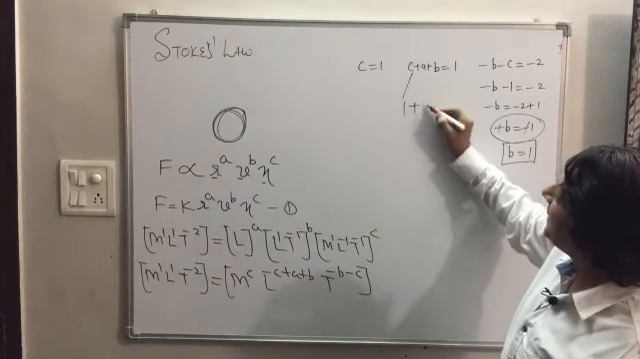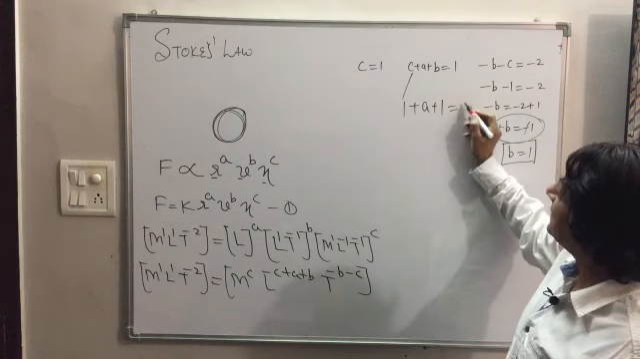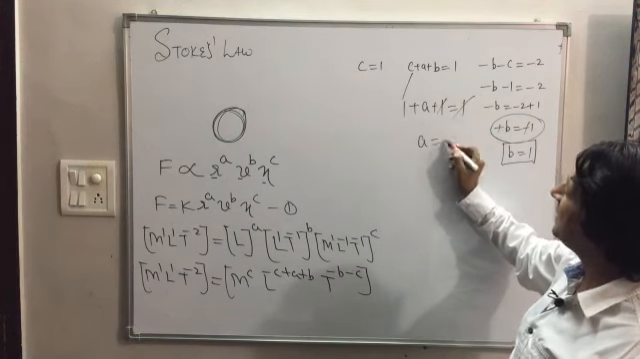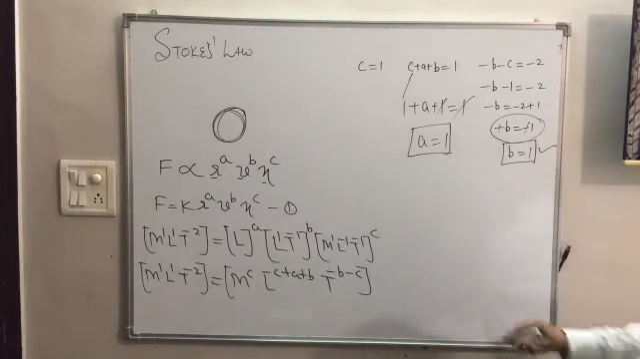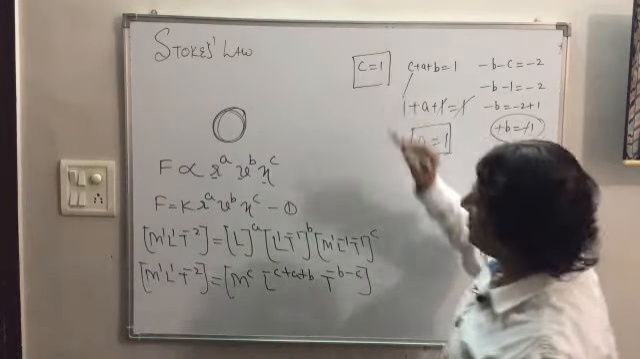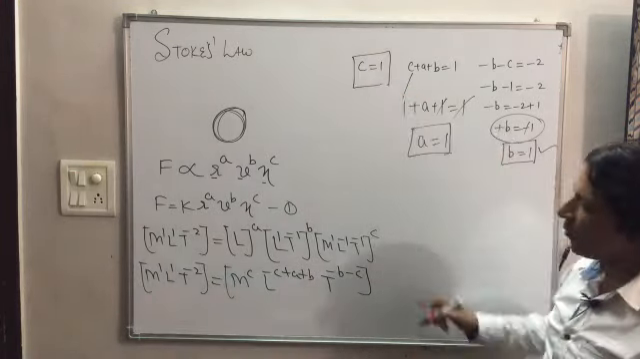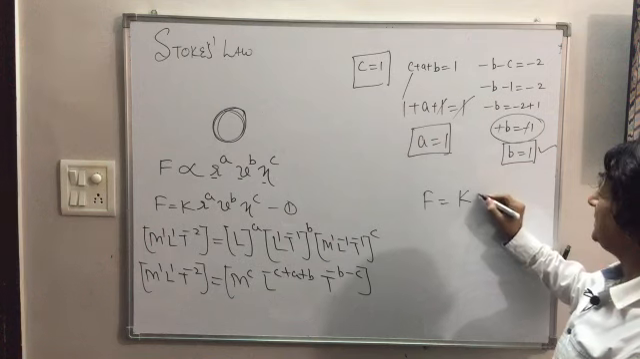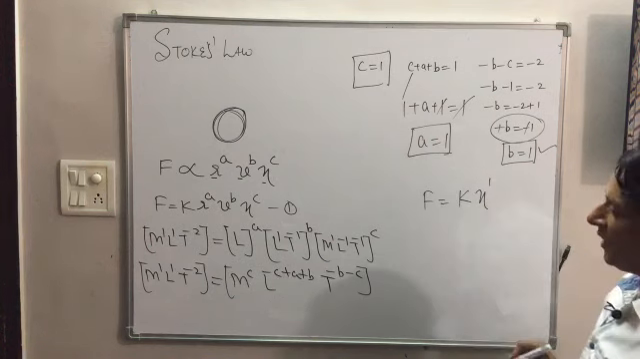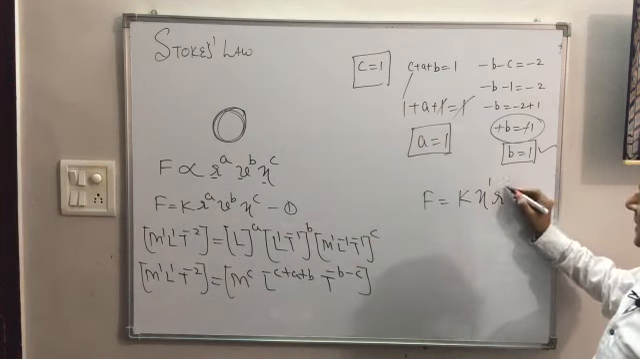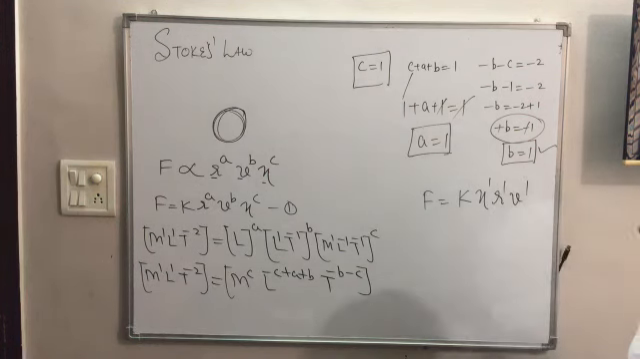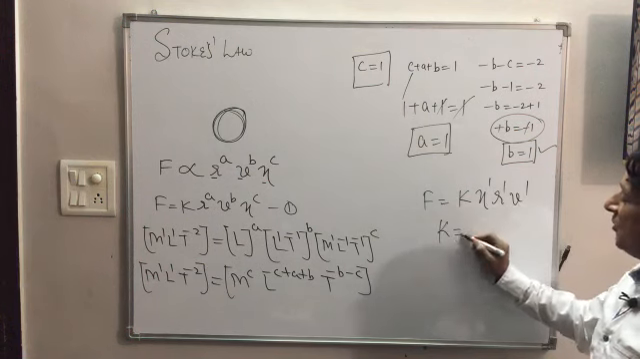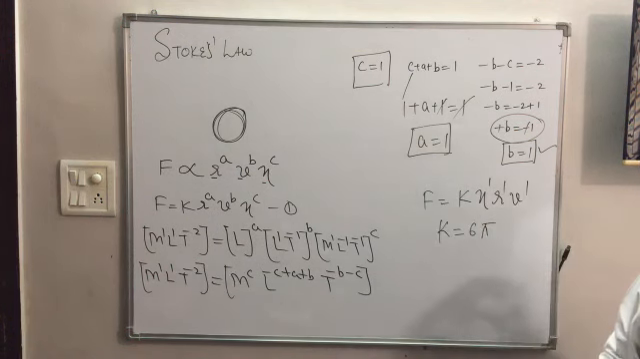C is 1. A we have to find. B is 1, so this gets cancelled. A is also equal to 1. B is equal to 1 and C is equal to 1. Then students, what is F? F equals K, eta to the power C, that is 1, R to the power A, that is 1, velocity to the power B, that is 1. K is found to be 6 pi experimentally.